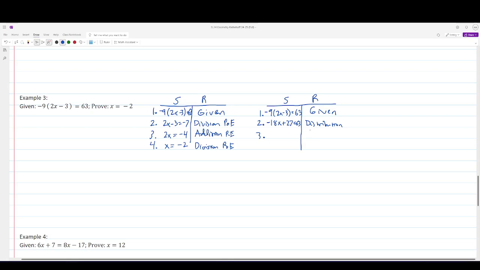My next step now would be to subtract. So this would be subtraction POE. We end up with -18x is equal to 36. Step 4 would be division. Division POE. That leaves us with x equals -2. So we ended up with the exact same number of steps, and it really made no difference whether we divide first or distribute first. Even if we did have a different number of steps, both of those answers would be totally fine. We don't need a specific one over the other.